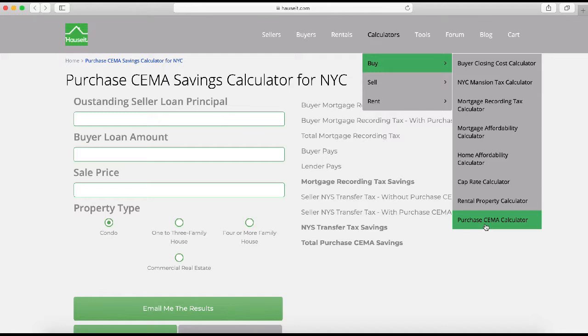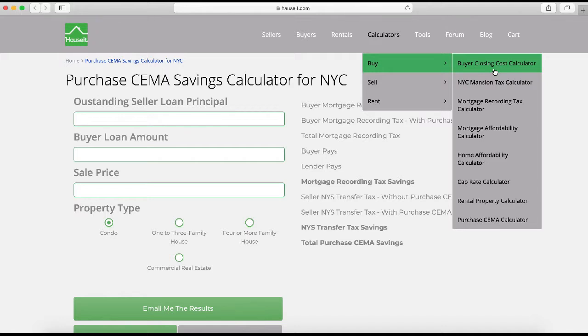So that being said, if you are buying a co-op, you probably do not need to look at this calculator, but you might be interested in taking a look at your buyer closing cost calculator. That'll give you a good overview of your buyer closing costs for a co-op. They are lower for a co-op versus a condo, so figure about 2% as opposed to your more common figure of around 4% for a condo or a house in the city.